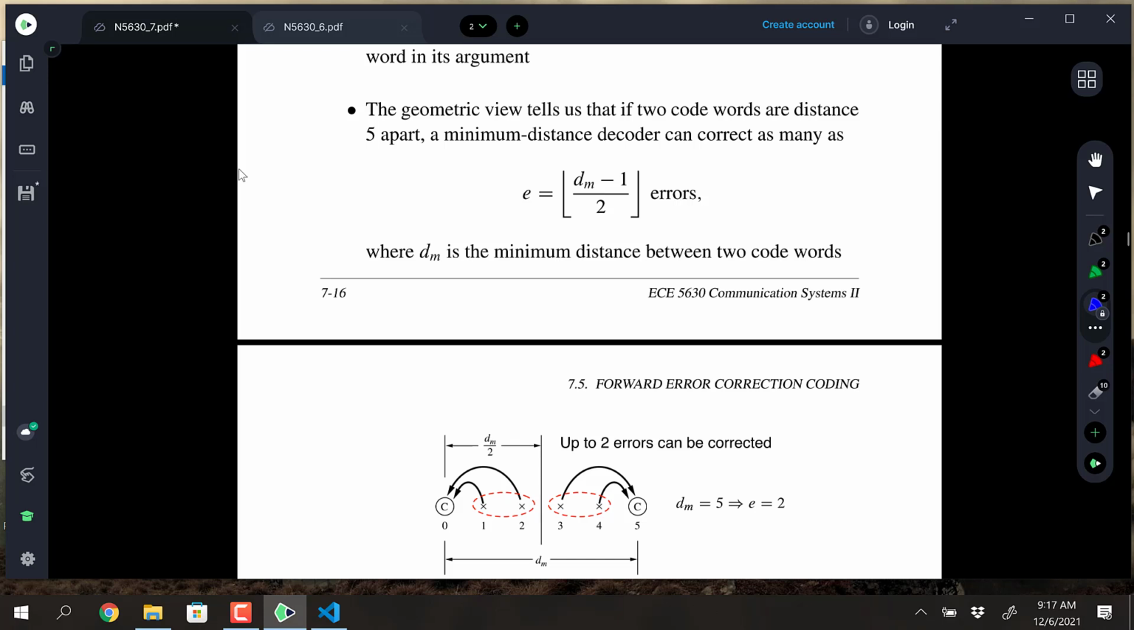You have to be firmly on one side or the other, and that's why the error correcting capability is measured this way: dm minus 1 over 2. So 5 minus 1 divided by 2 is 2. 3 minus 1 divided by 2 is 1, so you can correct 1 error.